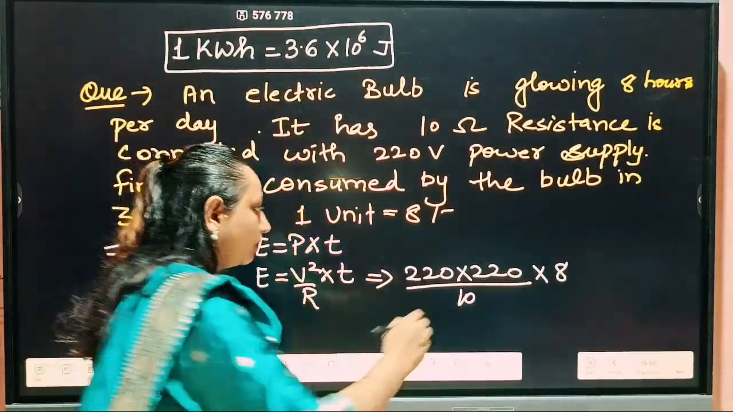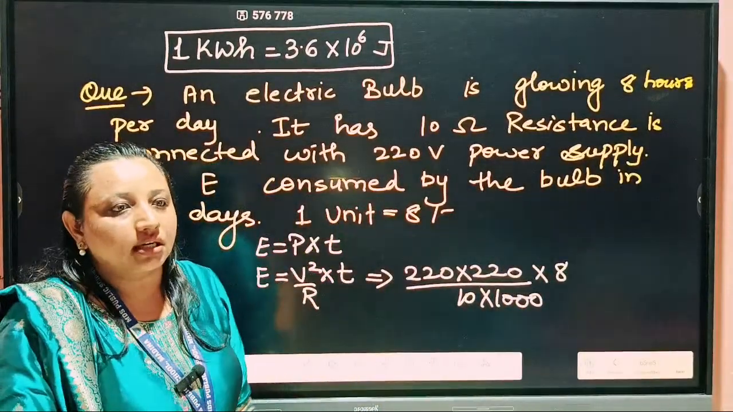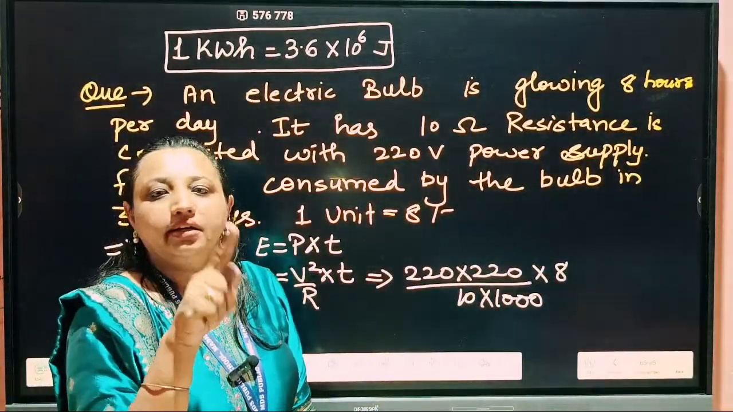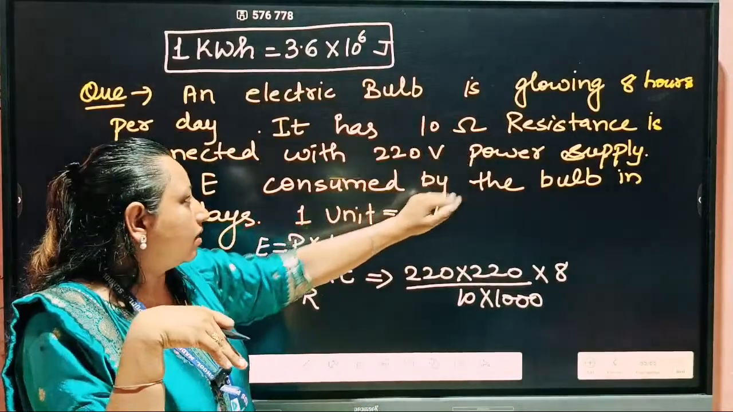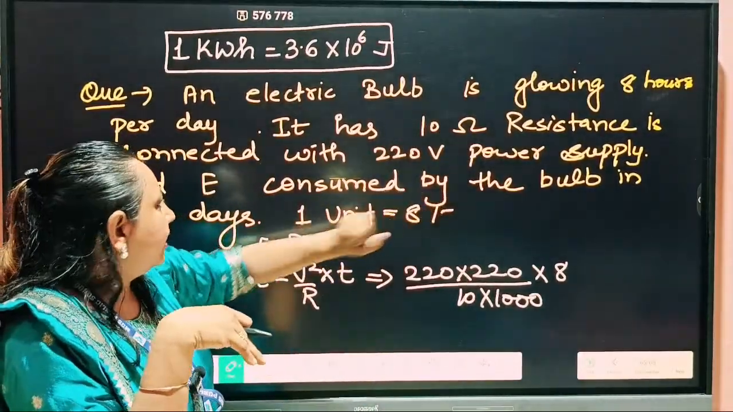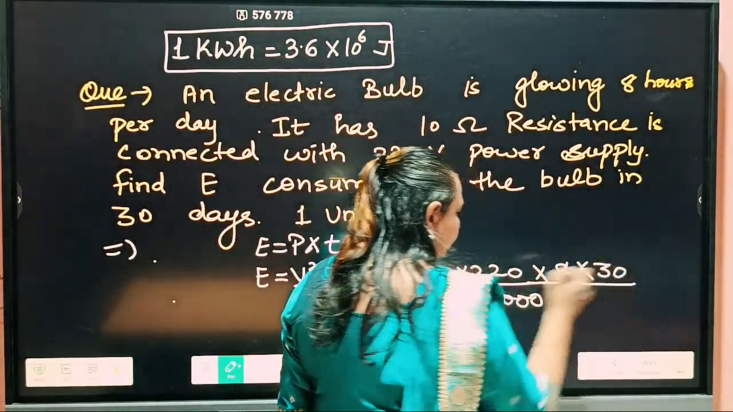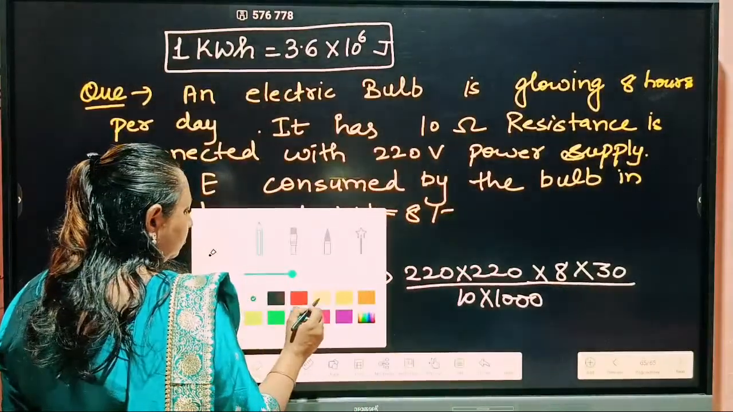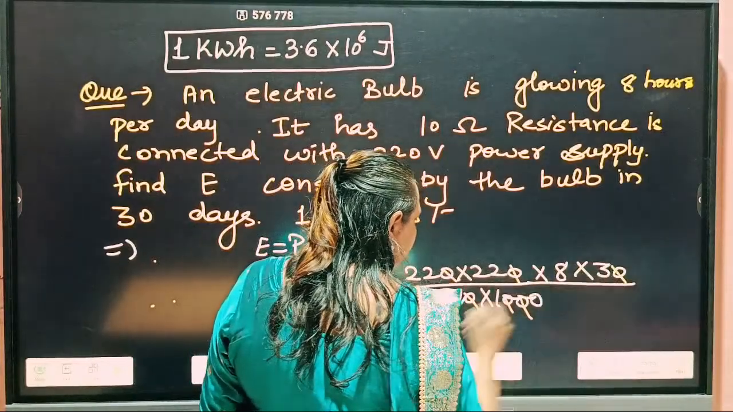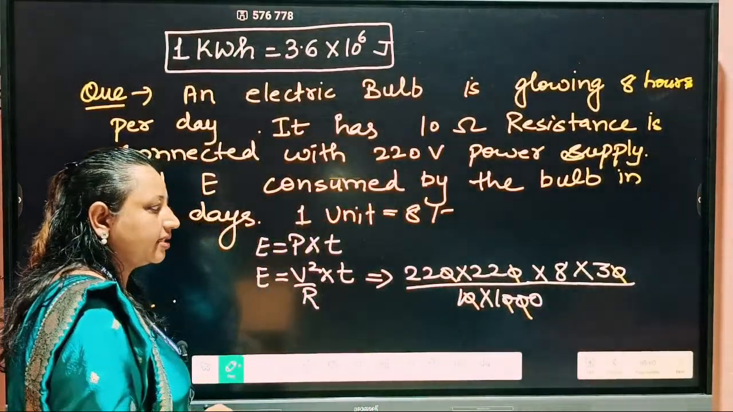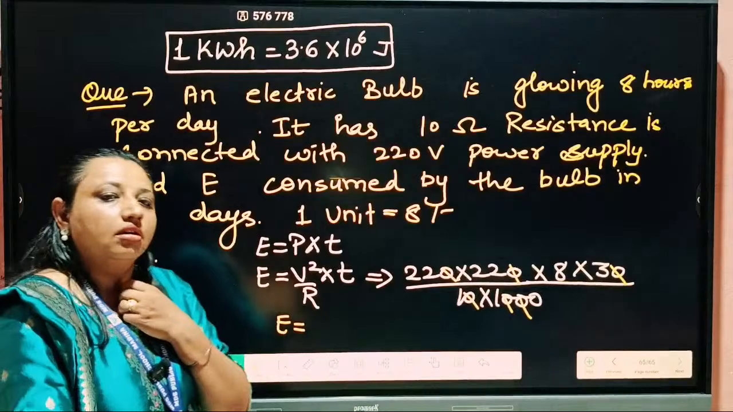So we divide it by 1000. And time is already in hours, 8 hours. If it is in seconds, convert it into hours. And it is for 1 day. What do we have to find? We have to find it for 30 days. So multiply it with 30 also. Tell me what is the value? How many units are there in 1 month?